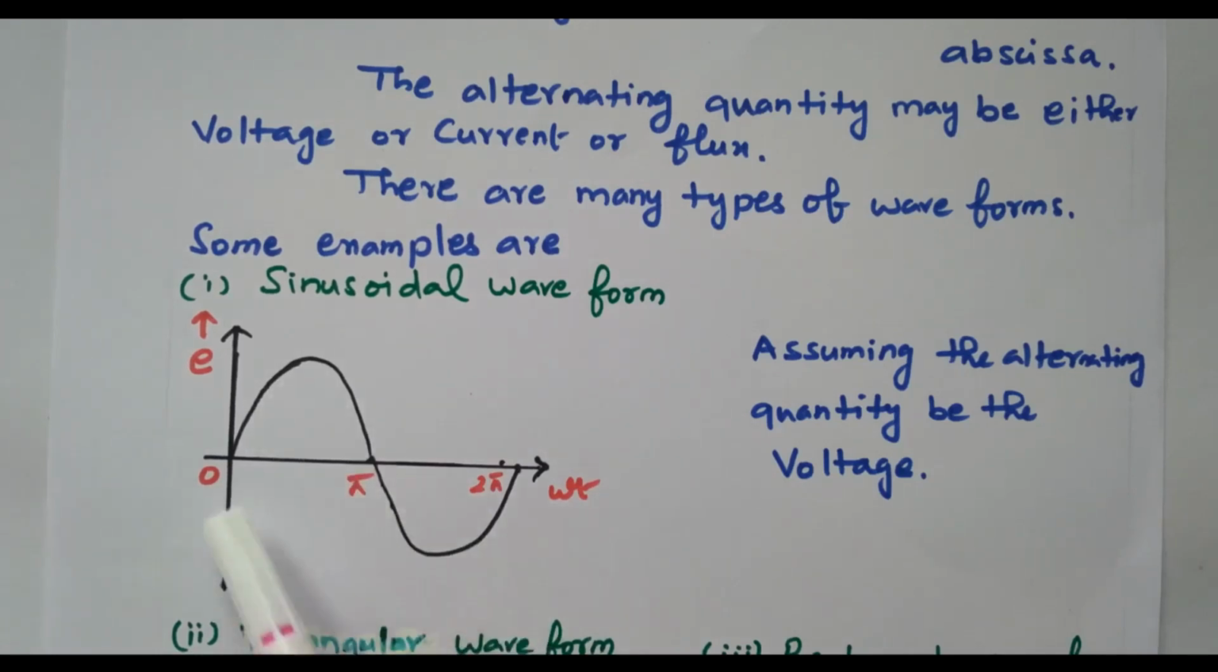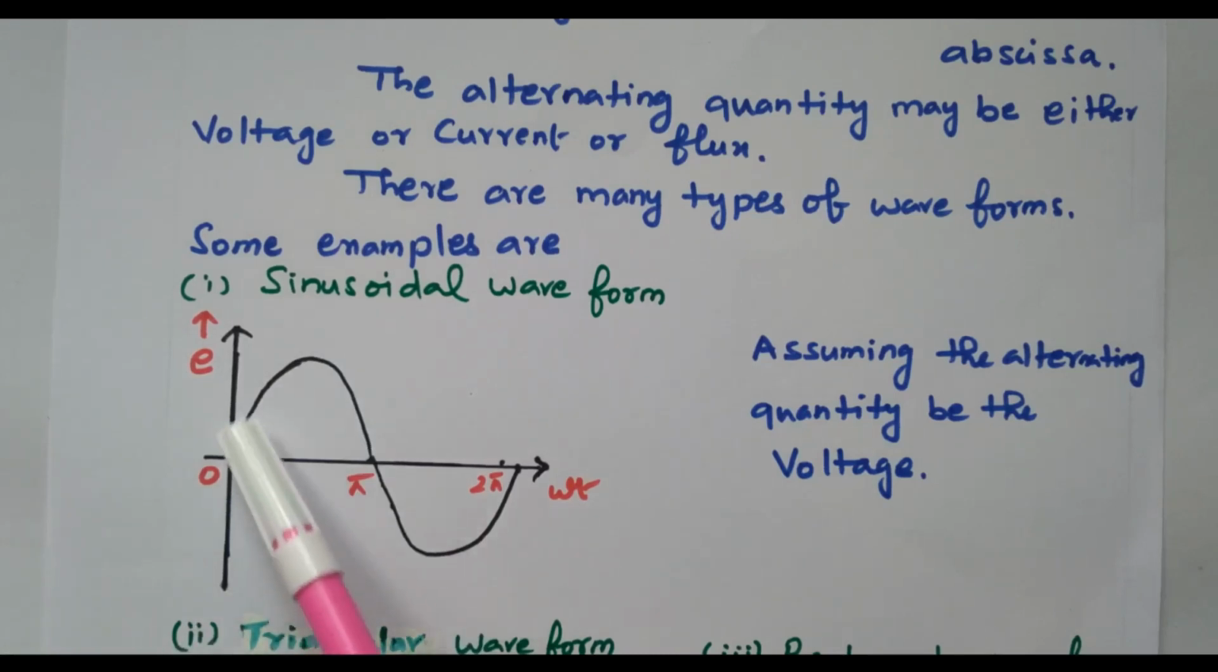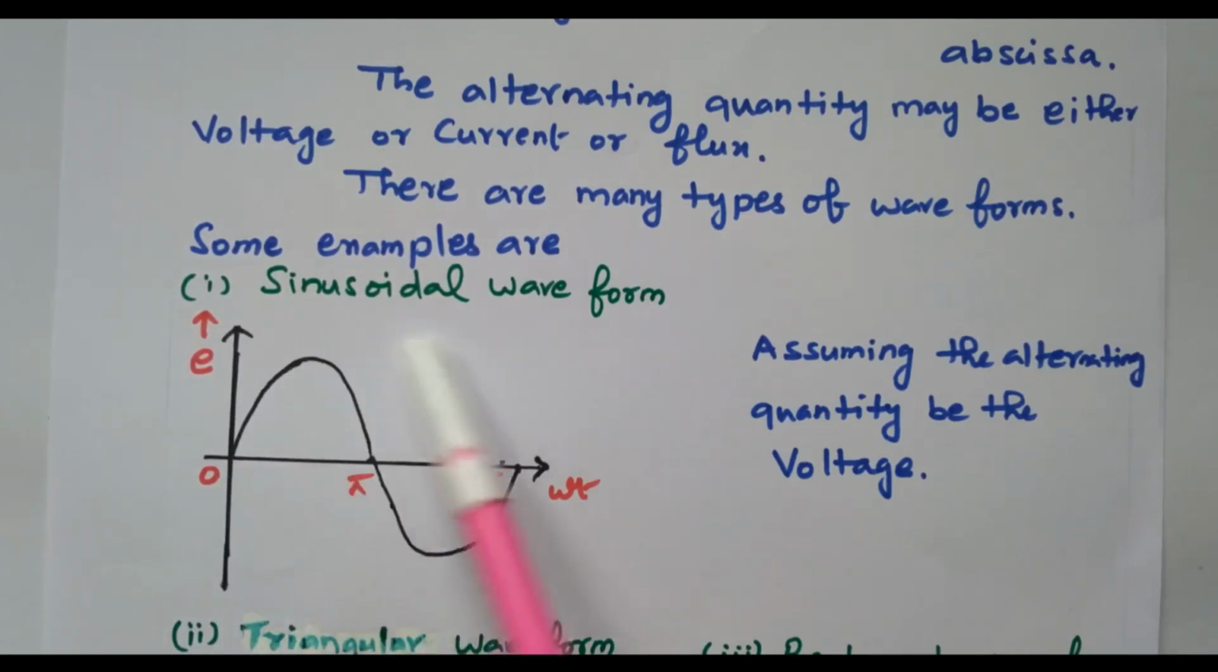From 0 to pi, that is 0 to 180 degrees, the voltage keeps on increasing, reaches the maximum value, again decreases, and again reaches the 0 value. It is in terms of sine theta. The increasing and decreasing of the voltage is a function of sine theta. So it is called a sinusoidal waveform, sine waveform.